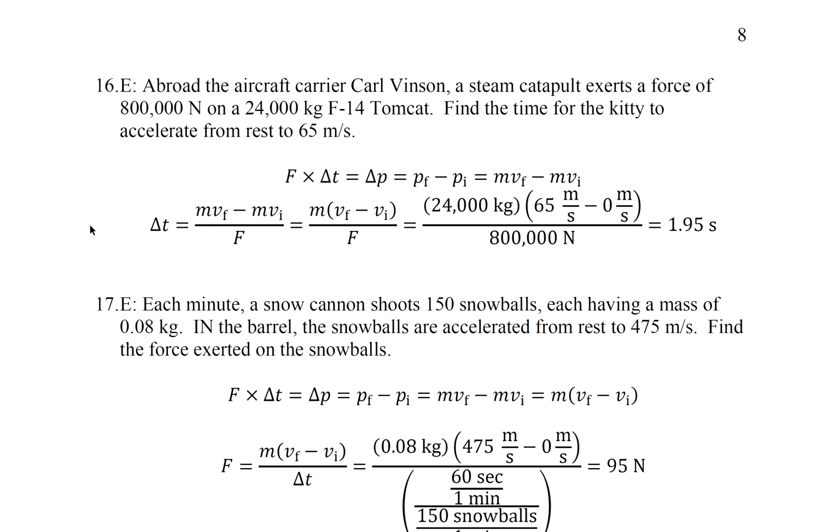Question 16. Aboard the aircraft carrier Carl Vinson, a steam catapult exerts a force of 800,000 newtons on a 24,000 kilogram F-14 Tomcat. Find the time for the jet to accelerate from rest to 65 meters per second. So we were given all the values. Let's just solve for delta t.